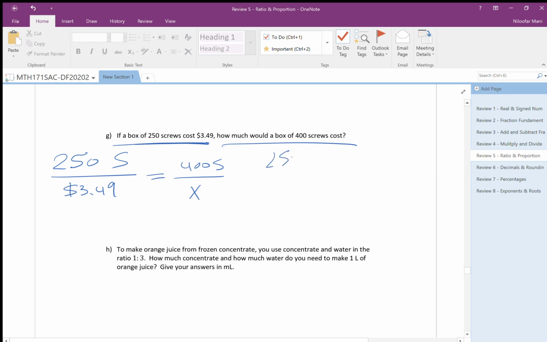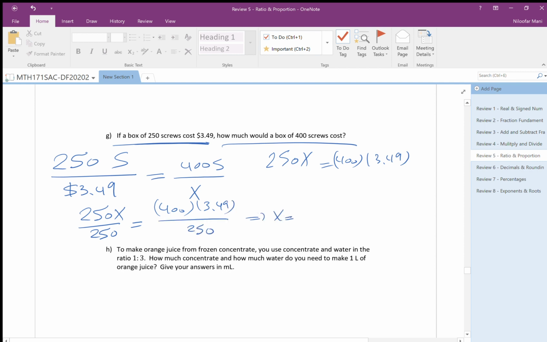So it is 250x is 400 times 3.49. So x is 400 times 3.49 divided by 250. I divide both sides by 250. Or I can say it's 250x divided by 250 equals 400 times 3.49 divided by 250. So x is 400 times 3.49 divided by 250.